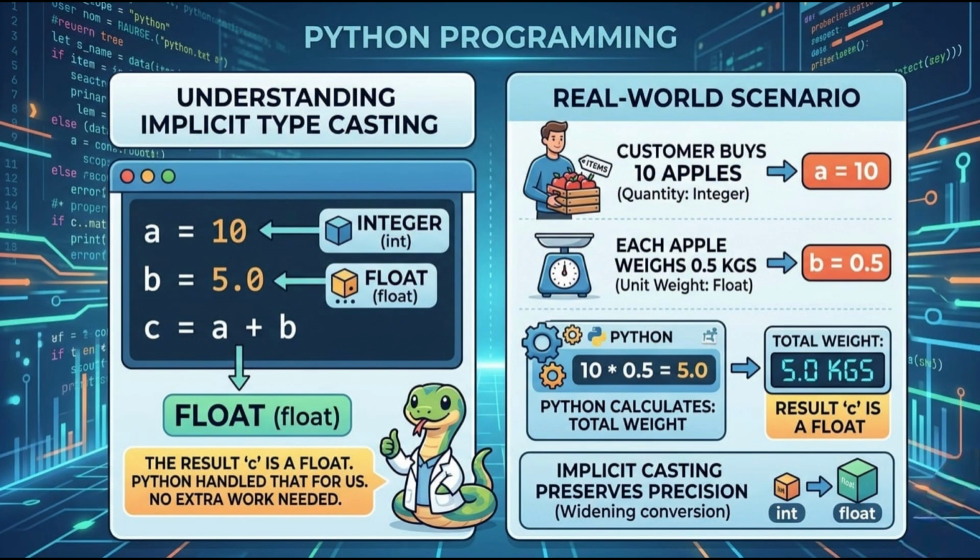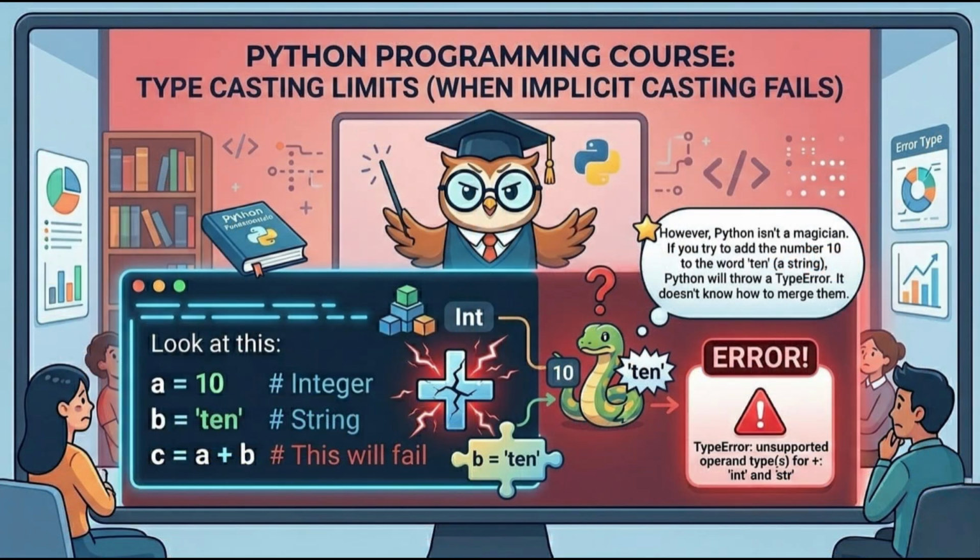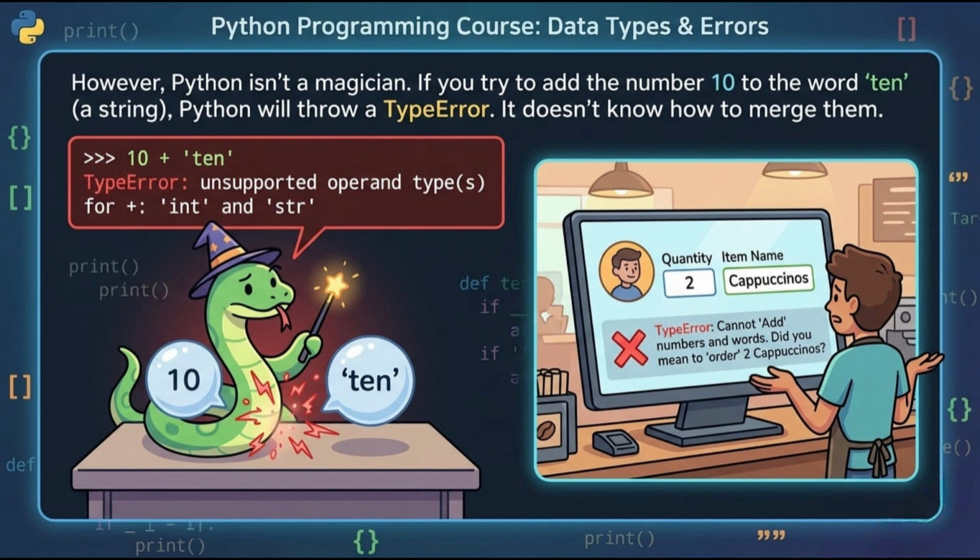Look at this: a equals 10, b equals 5.0, c equals a plus b. Even though a is an int, the result c is a float. Python handled that for us. No extra work needed. However, Python isn't a magician. If you try to add the number 10 to the word "a10", a string, Python will throw a type error. It doesn't know how to merge them.